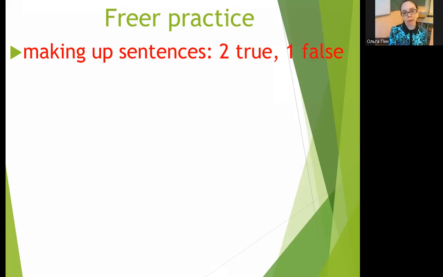Or say three sentences about what your family members are doing now. Two true, one false. Then tic-tac-toe. So you can put in the spaces of a tic-tac-toe framework either the name of a grammatical term or an auxiliary verb like had or been or something, yeah? And have students again make up sentences in this tense or using this auxiliary verb.